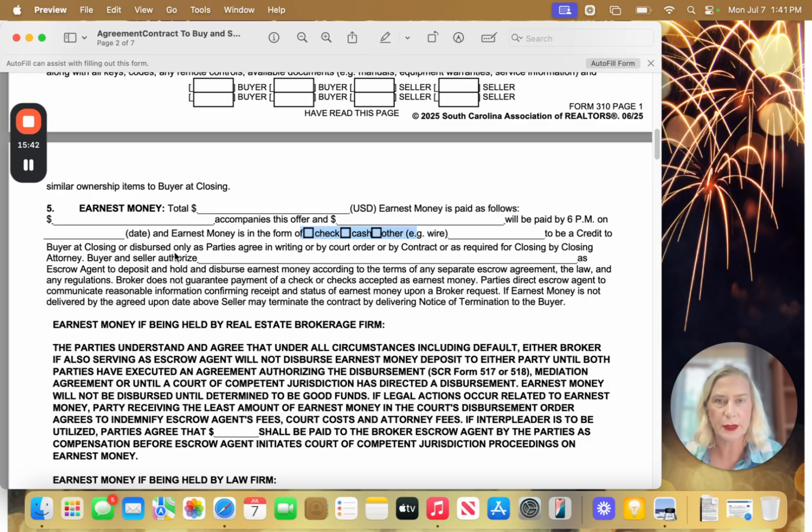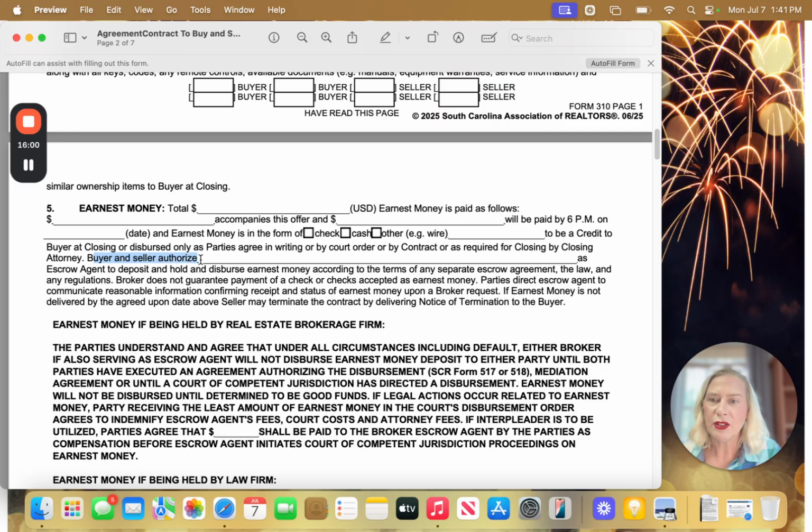Those are two totally separate animals. Make sure you understand: notice of termination, termination fee, release of contract, earnest money. Two of them. All right. That was a long story, but it's just a little pet peeve of mine.